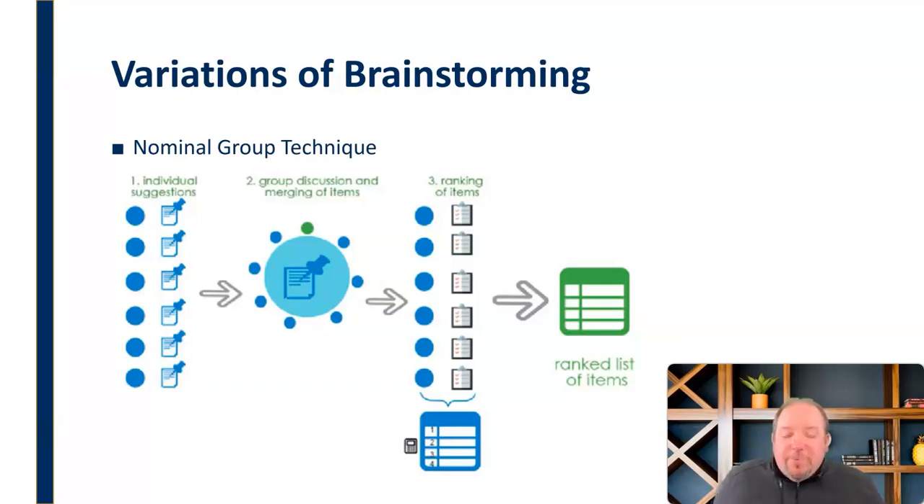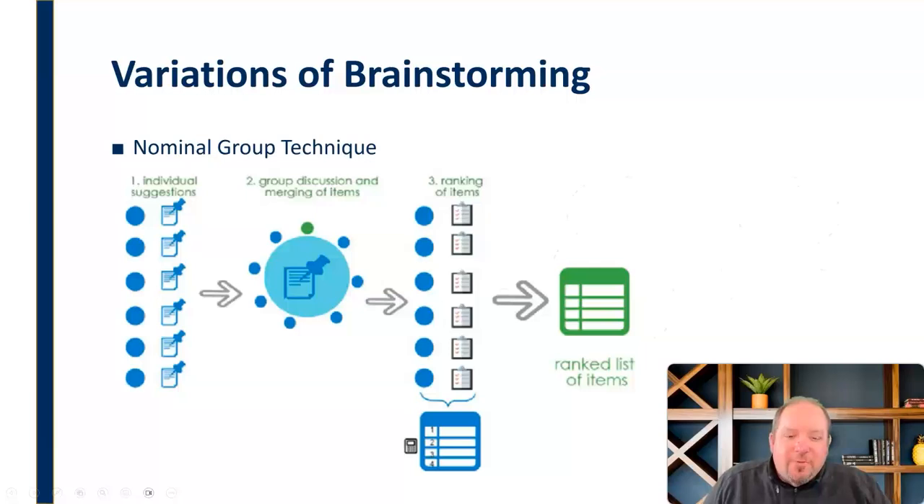Nominal group technique has a better chance of everybody being involved, because you're going to go around and say, okay, what's your first idea? Give us one. And then you're going to go to the next person. Okay, what's yours? And what's yours? And what's yours? It's just a process where everybody gets a little more involved.